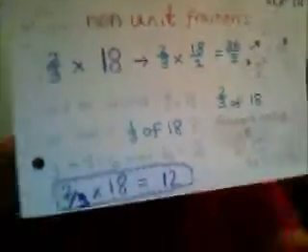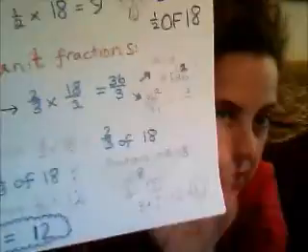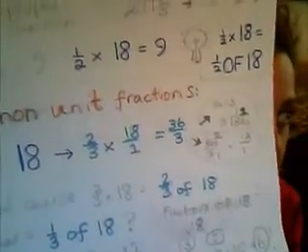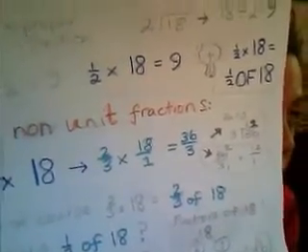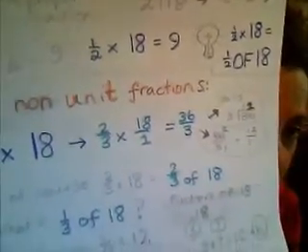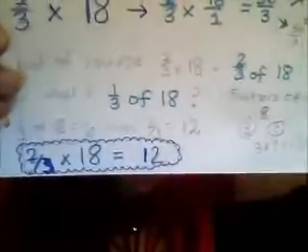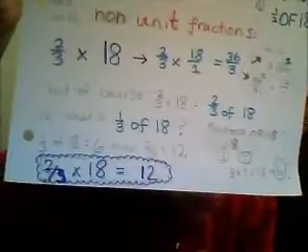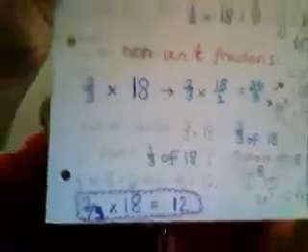And I'll ask myself, what are the factors of 18? In other words, what goes with 3 to make 18? In other words, 3 times what is 18? Of course, you know, it's 6. So that doesn't give me the answer. That just tells me how much 1/3 of 18 is. 1/3 of 18 is 6. Therefore, if I've got 2/3, that must be 12. So 2/3 times 18 is 12.